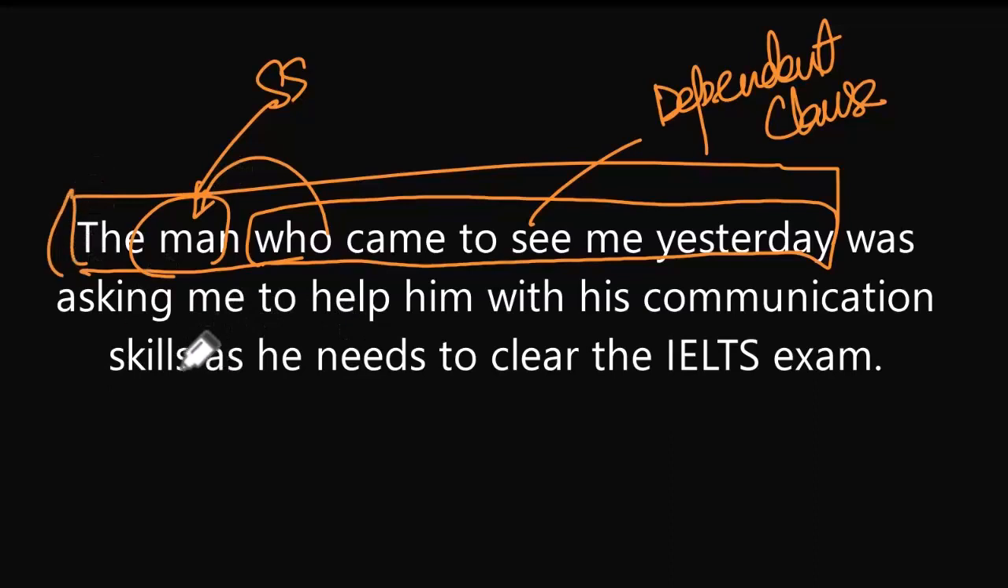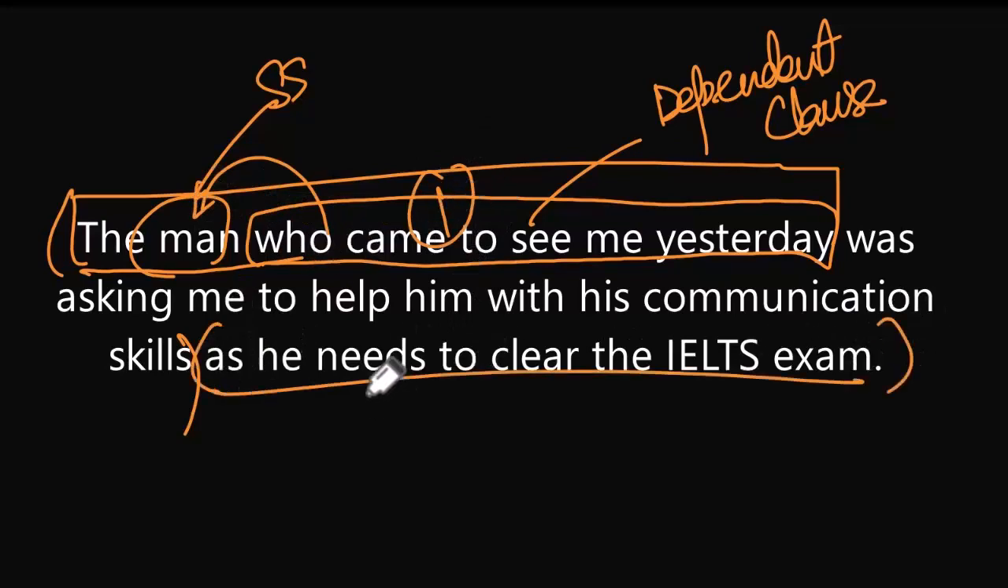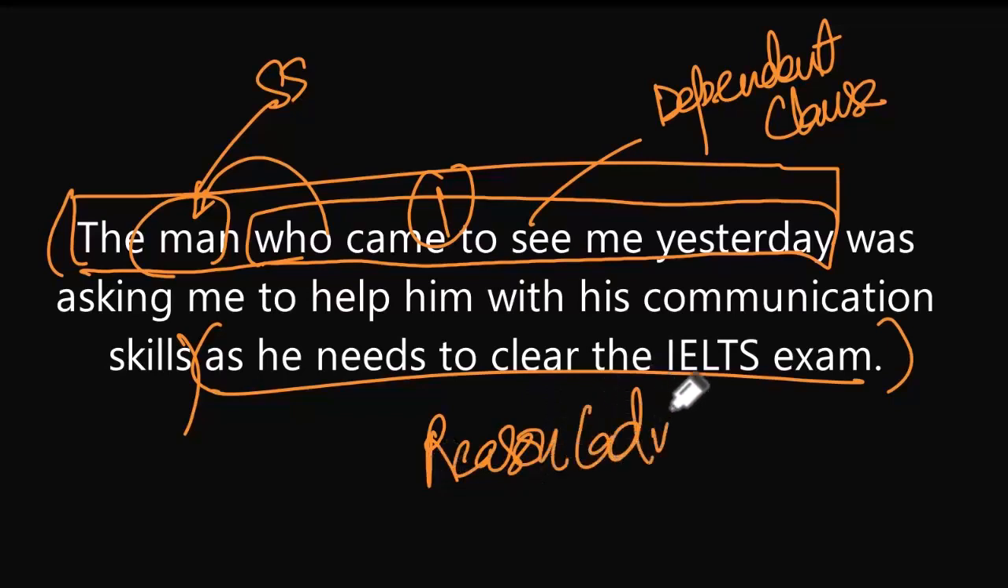So in this independent clause, we have a dependent clause in it. So we have two dependent clauses. Number one here working as an adjective. Number two here, this one working as an adverb. How? The man who came to see me yesterday was asking me to help him with his communication skills. Why was he asking me to help him with his communication skills? As he needs to clear the IELTS exam. So this is giving us the reason why he was asking me to help him, so this is working as an adverb. Get it? So here in this complex sentence, we have two dependent clauses and one independent clause.